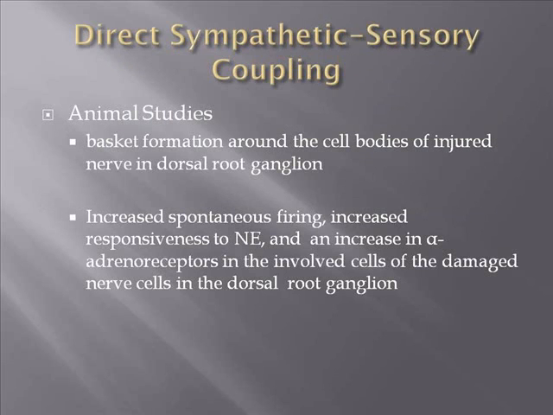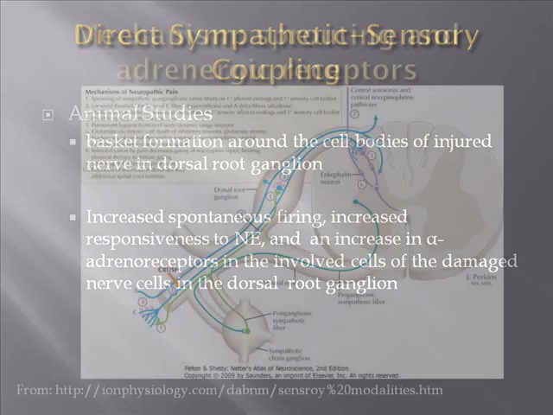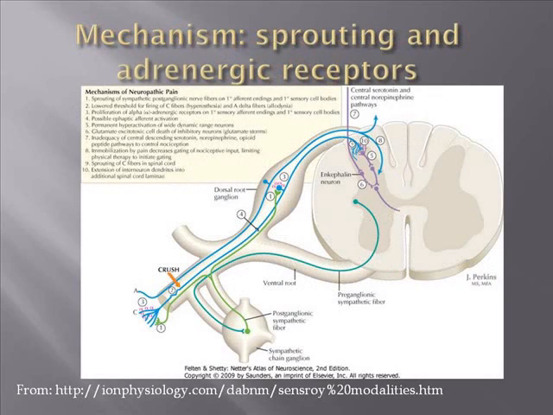Yet another proposed mechanism for SMP is the direct sympathetic sensory coupling. Animal studies have shown that following nerve lesions, sprouting of the sympathetic nerves can form baskets, or what I would describe as a kind of scaffold, around the cell bodies of the injured nerve in the dorsal root ganglion. In addition, it was noted that there was an increase in spontaneous firing, increased responsiveness to norepinephrine, and an increase in alpha adrenoreceptors in the involved cells in the dorsal root ganglion. The physical manifestation of the sympathetic baskets does provide an anatomical structure for the sympathetic and sensory nerve coupling.